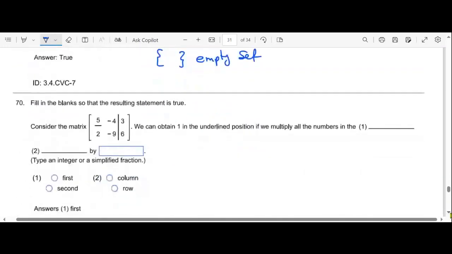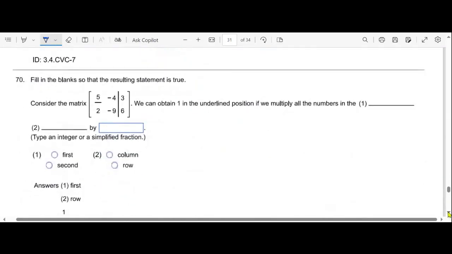Okay. Yalla, next one, number 7. Fawaz. Fill the blanks so that the resulting statement is true. Consider a matrix 5, -4, 3, 2, -9, 6. We can't obtain 1 in the underlined position.